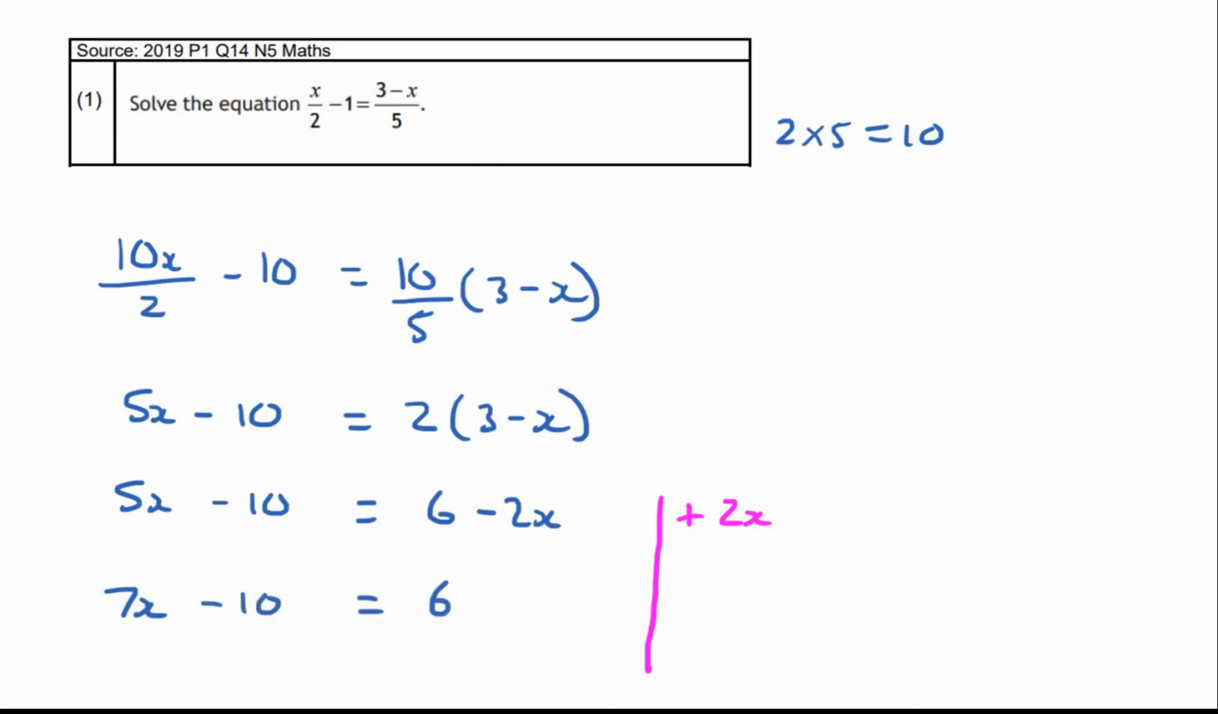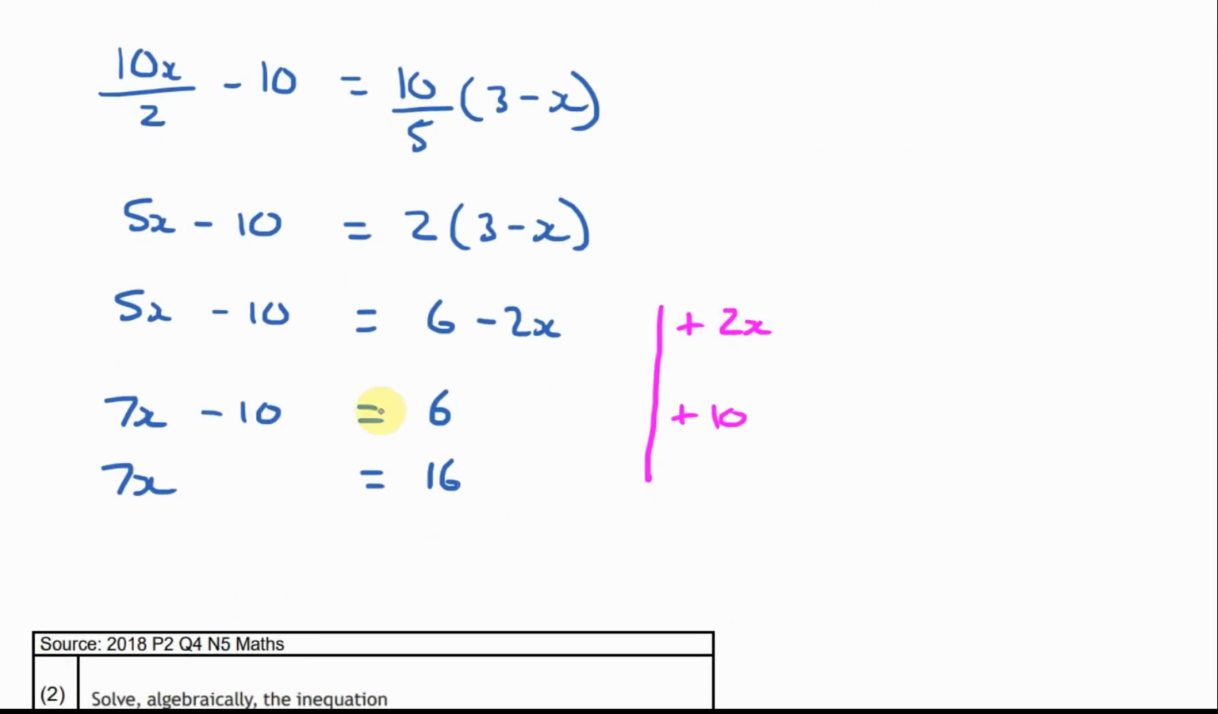Now I want to get rid of the take away 10. What's the opposite of take away 10? Add 10. Add 10 to both sides, and I've got 7x is equal to 16. And then to get rid of the 7 here, what's the opposite of multiply by 7? Divide by 7. So that's going to give me x is equal to 16 divided by 7. Simple as that.